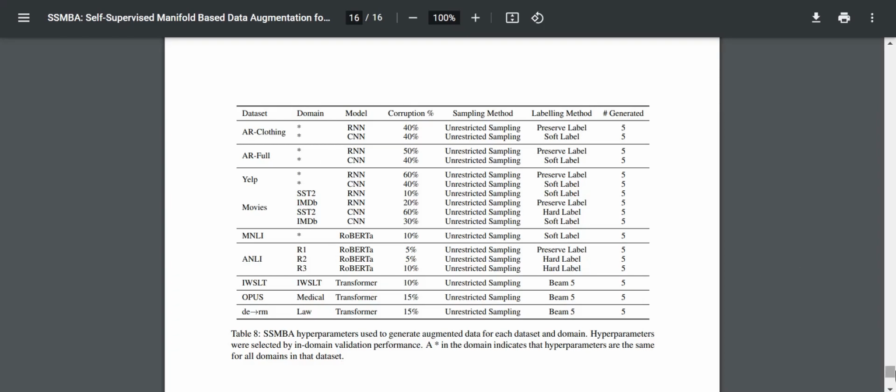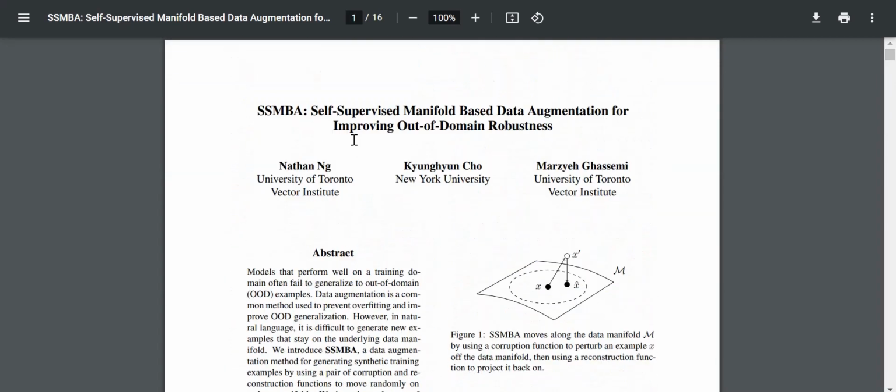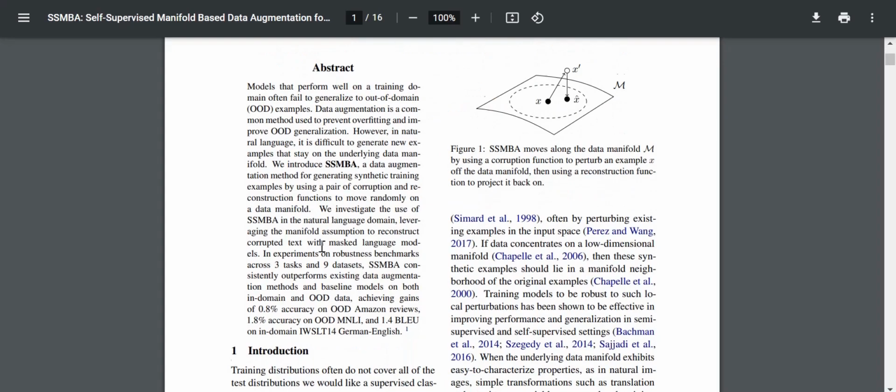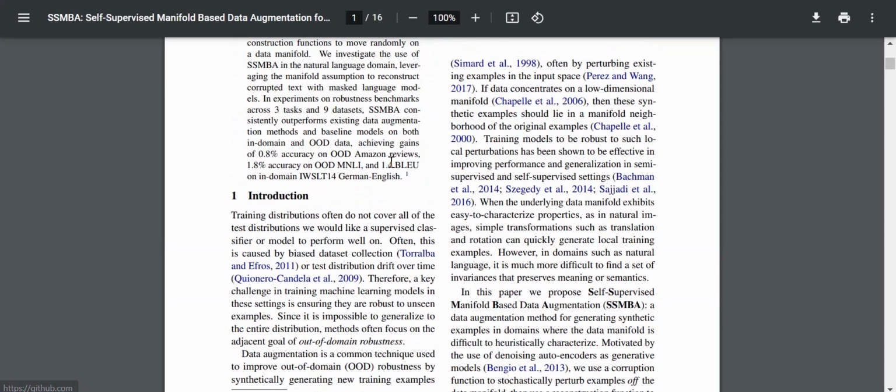Alright, so overall, this paper was pretty great. I feel it introduced me to this new technique, SSMBA, and I plan to re-implement this myself using TensorFlow, just to hone my skills as well.